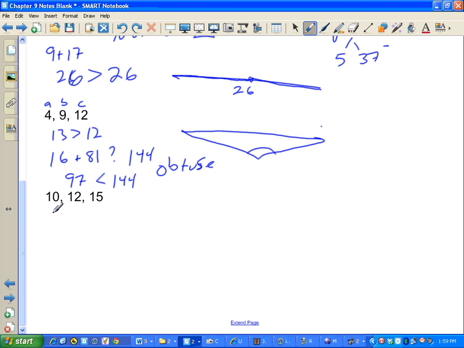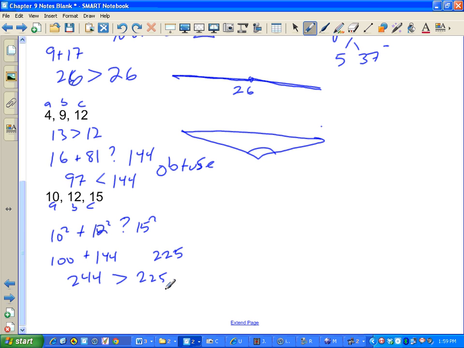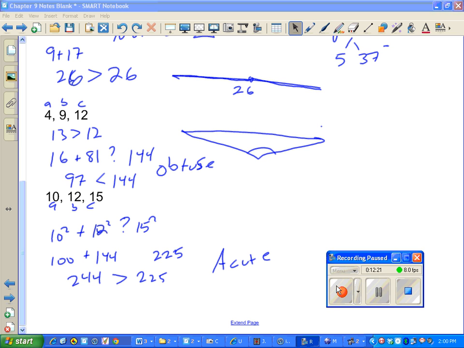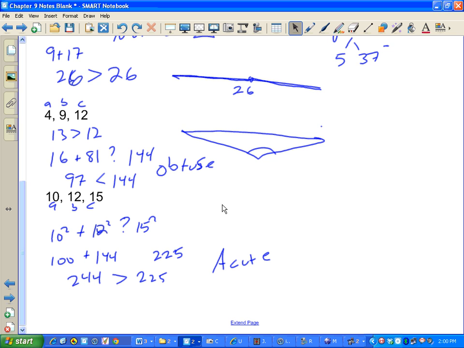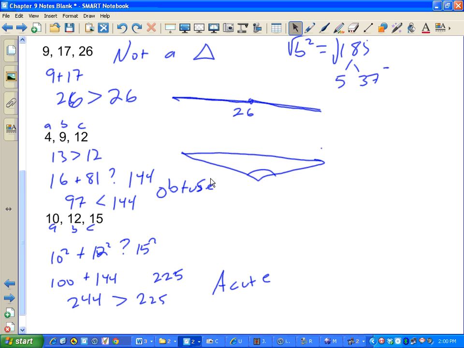All right, let's look at this. So I have A, B, and C here. This is 10 squared plus 12 squared equals 15 squared. Well, not equals. We're wondering what it does. This is 100 plus 144. This is 225. This would be 244, which is larger than 225. So these two sides are pretty long, and they're coming together to be bigger than the third side. So this would be acute. So that's how you classify triangles as right, acute, or obtuse.